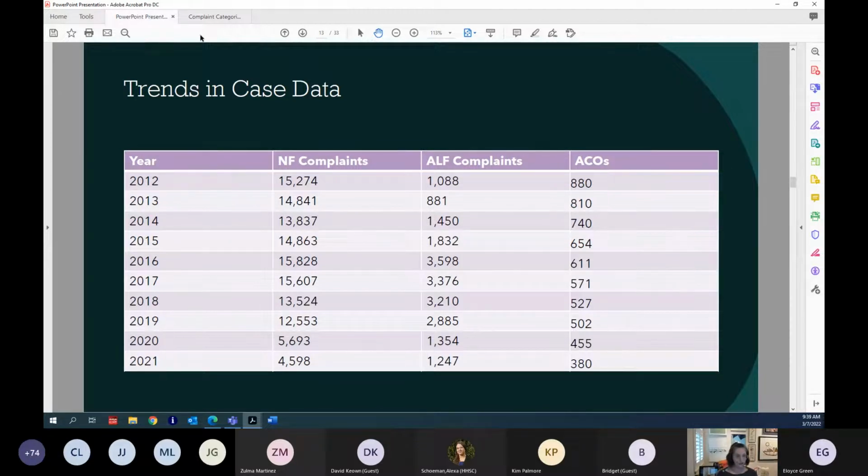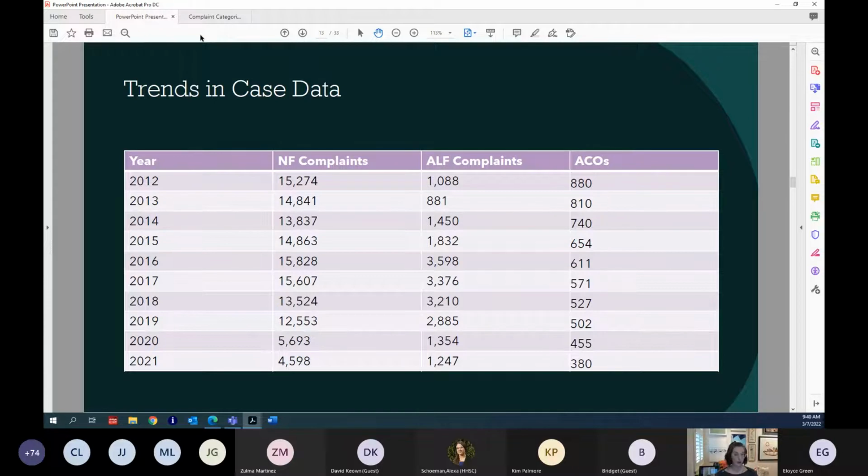ALF complaints are a little different, a little funnier. There is new funding that got infused to the program kind of midway through this 10-year period that we're looking at, and that can offer some explanation as to some changes. But you can see that after that money started to be infused into our program, we then are steadily declining with our complaint numbers.